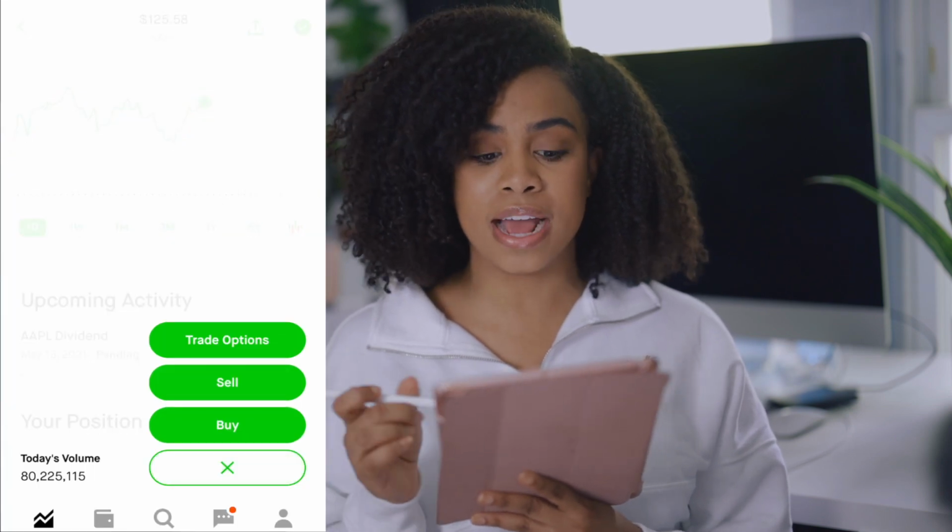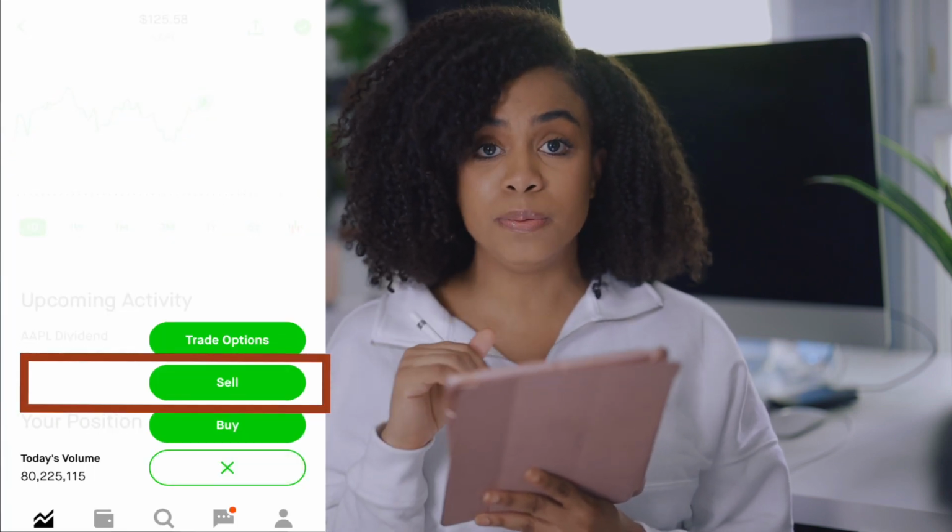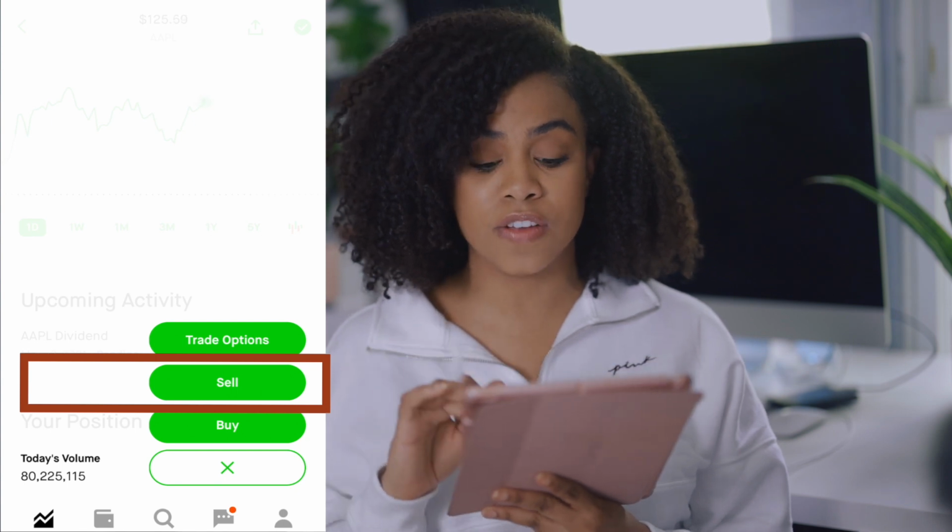The same place you go to purchase a stock is the same place you go to sell a stock. So if I own Apple, say I wanted to sell Apple and I hit that sell button, the option to sell it is right in this very same spot.